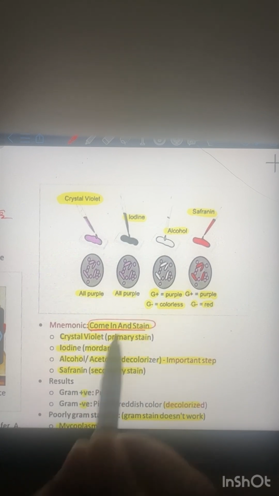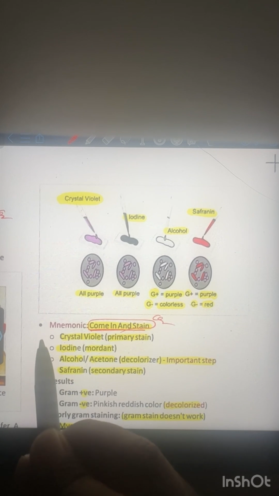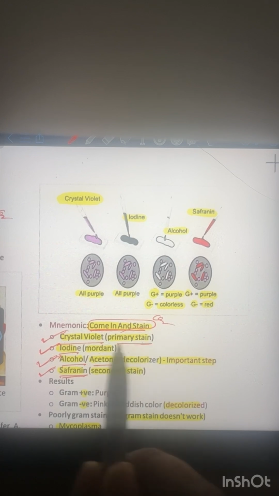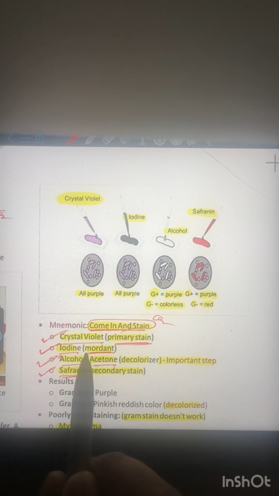Number one, what we add is C for crystal violet. Then I is going to be for iodine. A is going to be for alcohol or acetone, anything with A. And S is going to be for safranin. So here it becomes in front of you, come in and stain. In other words, if I ask you which of these is going to be the primary stain, you will say the primary stain is going to be crystal violet. Then if I ask you what is the mordant? Mordant is something which is going to fix the stain. It's a fixer or a mordant, and that is going to be iodine.